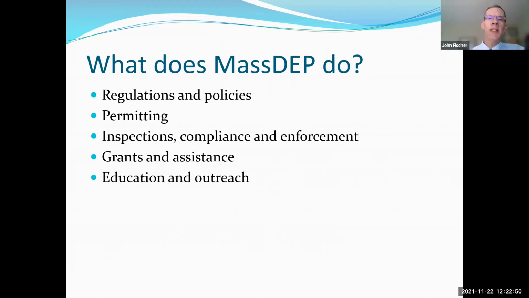So our set of activities is really spread across these 5 areas. So we develop regulations and policies that implement the statutory authority that we're given by the legislature. We conduct facility permitting, so all the facilities that are managing our waste that I talked about in earlier slides, we permit and oversee those facilities and make sure they meet our permitting requirements. Then we conduct inspections to ensure compliance, and where we see non-compliance, we conduct enforcement actions to bring facilities back into compliance. We run a range of grant and assistance programs, both for municipalities and for businesses. And then we conduct a number of different education and outreach programs. And I'll talk about some of these areas a little bit more in some of our later slides.